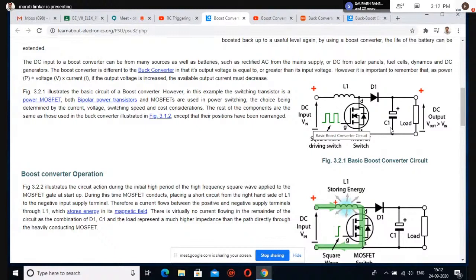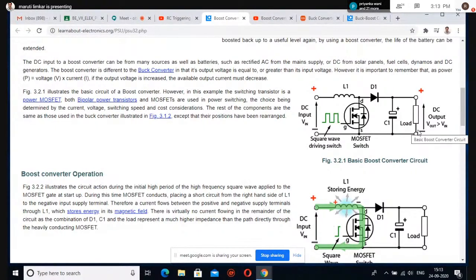Once the capacitor is charged up to this Vs plus this Vs, that is twice Vs, your diode D1 becomes reverse biased. So this is plus, this is minus. Then the capacitor discharges through the load.